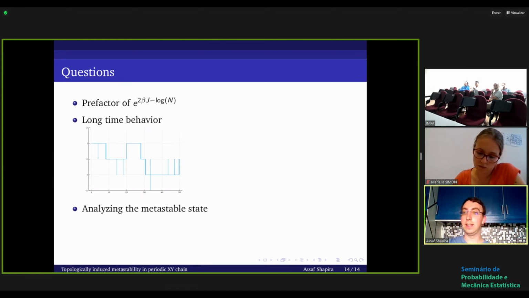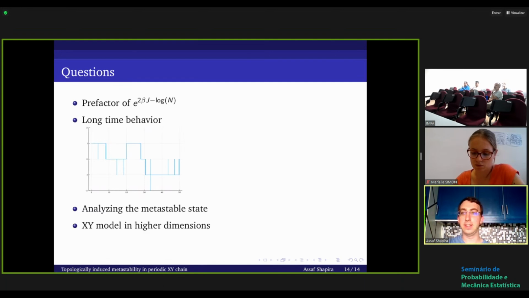So something else has to happen, and what we think and what we see in simulations is that the metastable state with winding number 0 reacts much more to external forces than the metastable state with winding number 1, which reacts much less. So this is, I think, an interesting thing to understand. How does the metastable state itself behave?